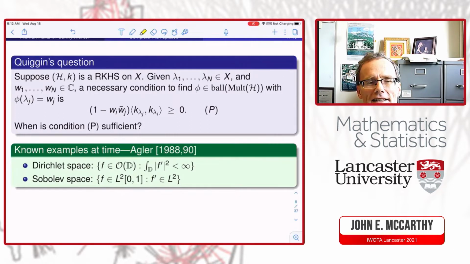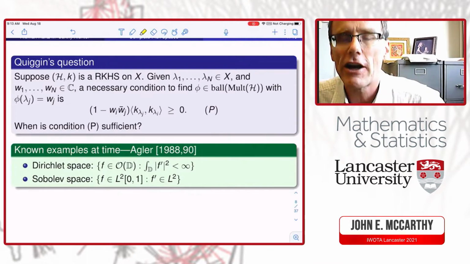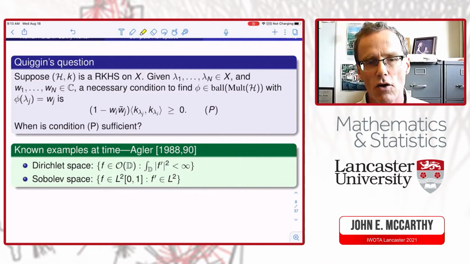Don't know why nobody ever uses S. So the Sobolev space we're interested in is the functions in L2 whose derivative is also in L2. And this turns out to be a perfectly nice reproducing kernel Hilbert space on the unit interval. You can work out explicitly what the kernel function is, and it has the Pick property. Whenever condition P is satisfied, you can always extend phi to a multiplier on the whole space with norm less than or equal to 1. And so Quiggin's question asks, can you come up with a characterization of all these spaces for which this holds?